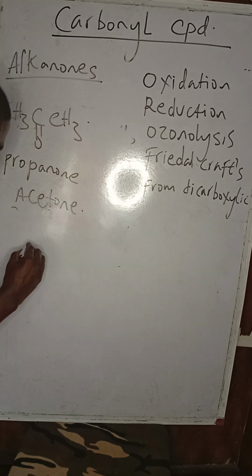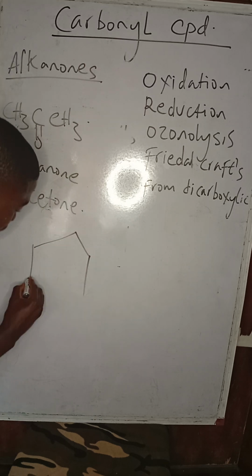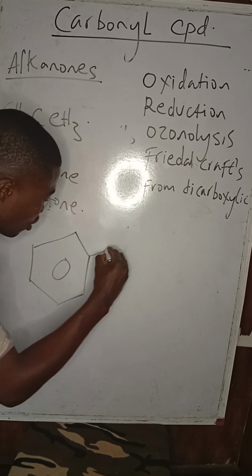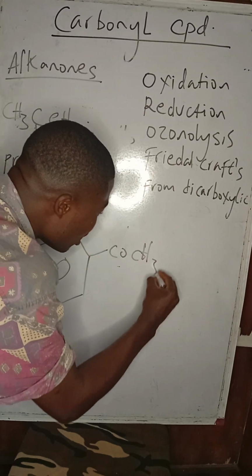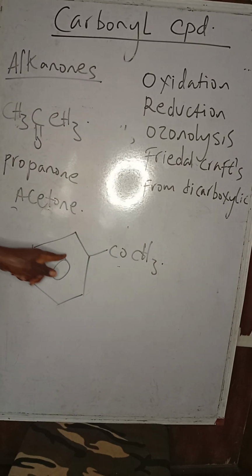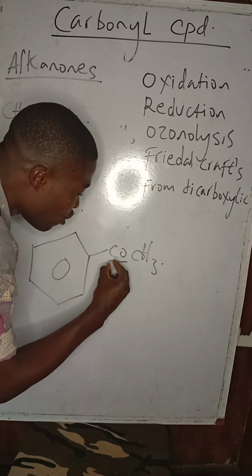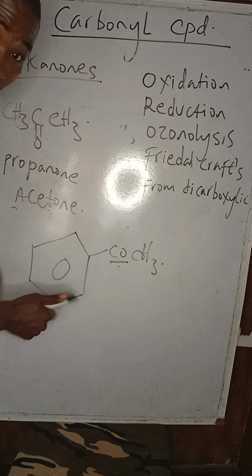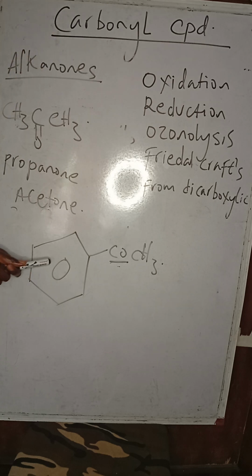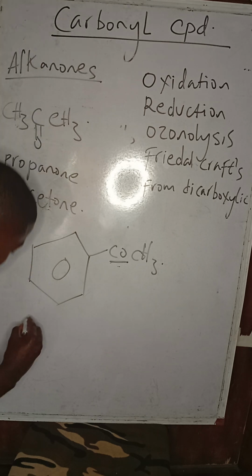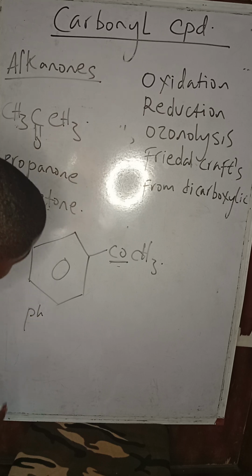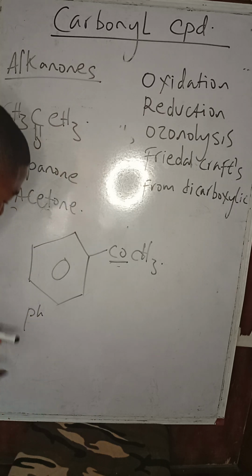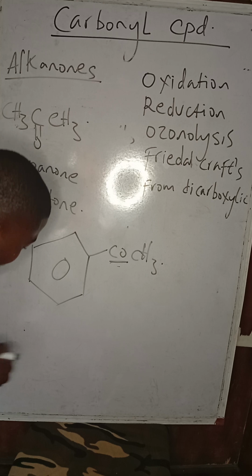So quickly, let's look at aromatic compounds like this, very important in the pharmaceutical industry. COCH3. Now, this compound is aromatic. Why? Because the functional group, the alkanone functional group, CO, is attached to the benzene ring. So this aromatic ketone, aromatic alkanone, is called phenyl. I said phenol, that's not phenyl. It's called acetophenone. Pardon me. That's acetophenone.